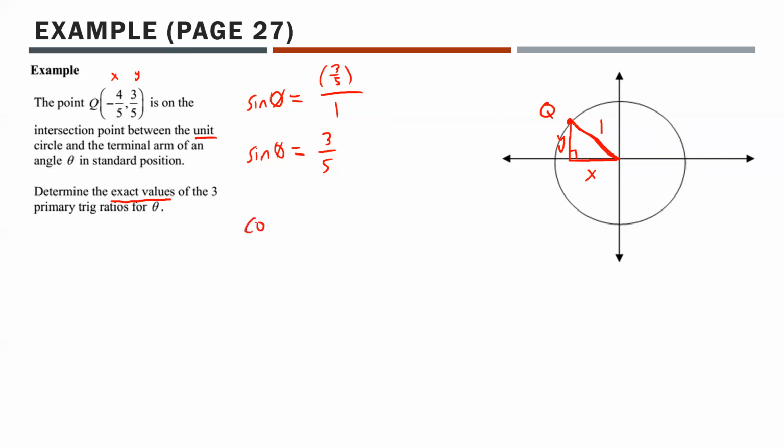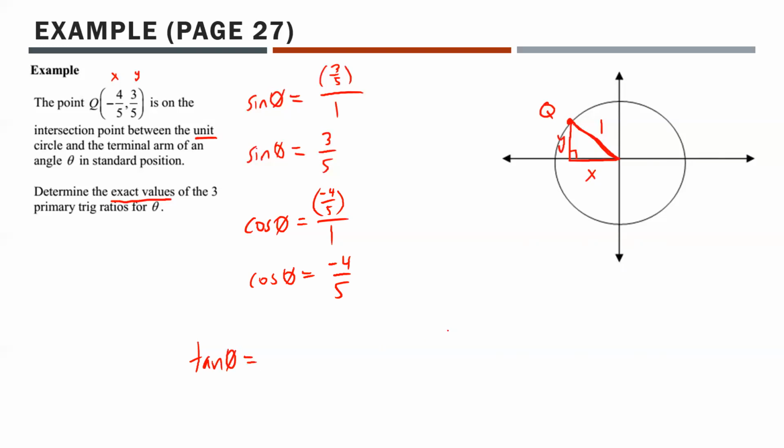Now, cosine, on the other hand, is going to be equal to your adjacent side divided by your hypotenuse. And your adjacent side here is -4/5, and your hypotenuse is 1. Just like before, though, that's going to simplify down to cosine theta equals -4/5. The last one that we have to do here is tan theta.